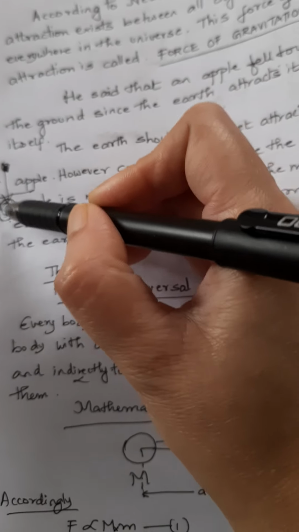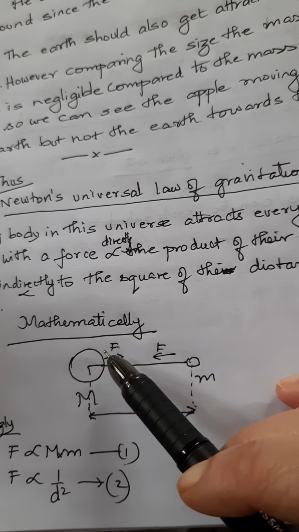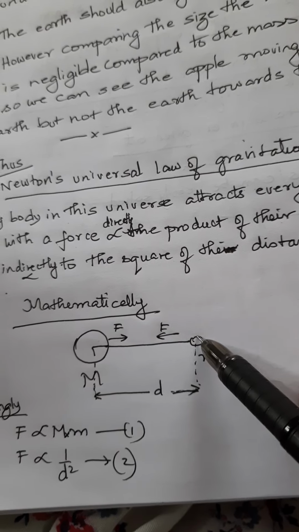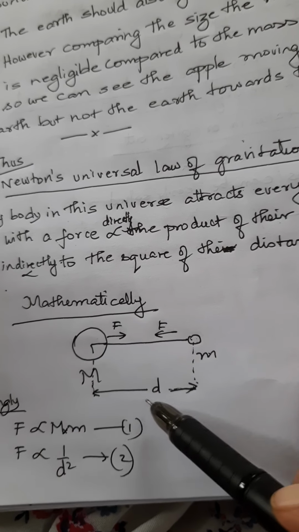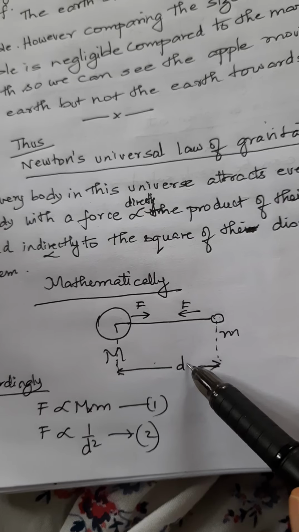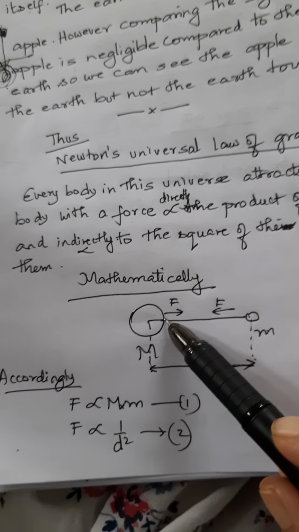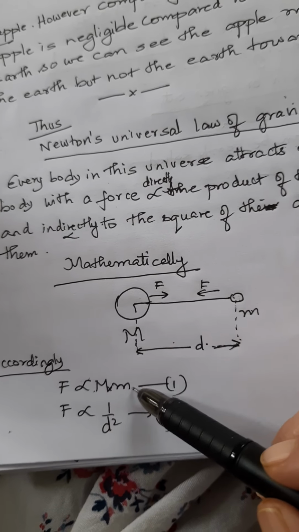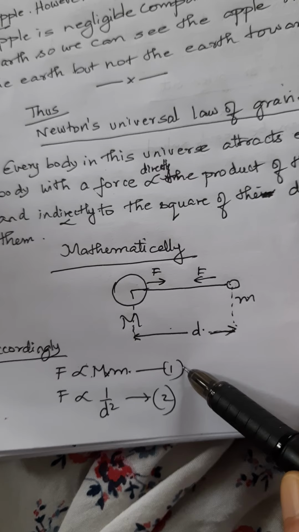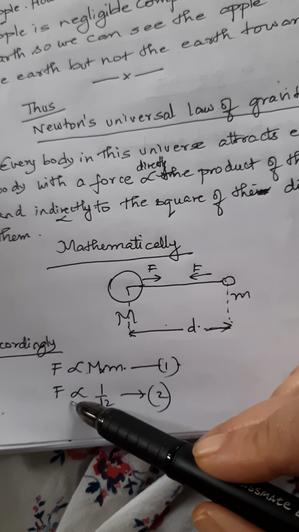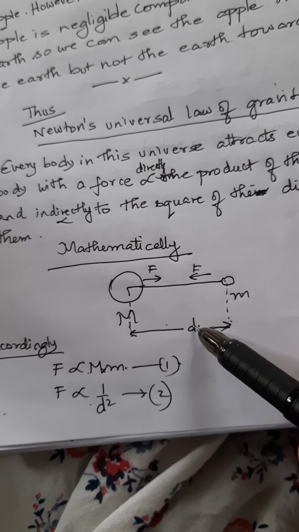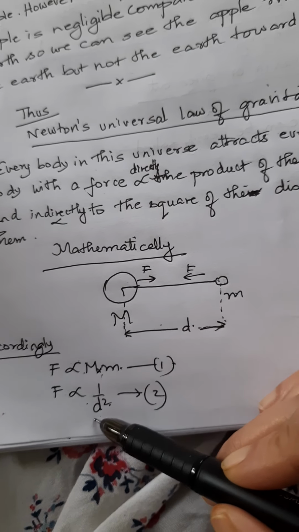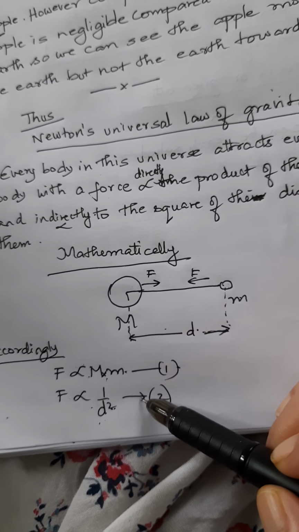the distance between them. So mathematically, if we have two bodies, one having mass capital M, and another body having a mass of small m, and let d be the distance between them, this force, according to Newton, is directly proportional to the product of the two masses, that is M into m. Let this be equation 1. And this force is inversely proportional to the square of the distance between them. Inversely proportional means 1 upon d square. Let this be equation 2.